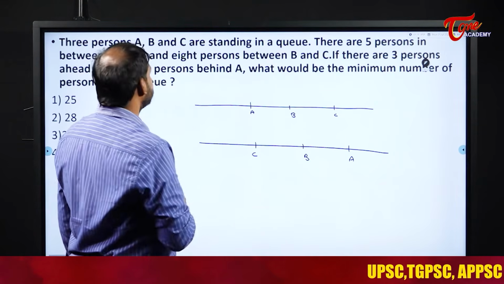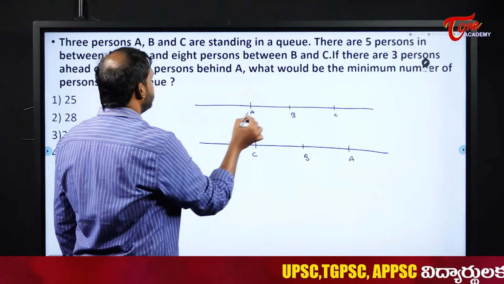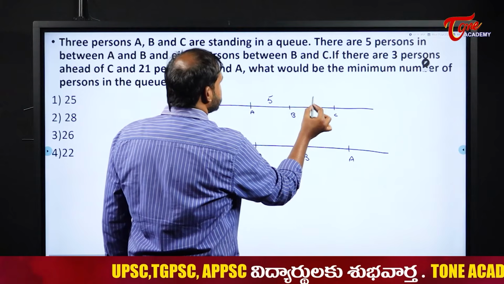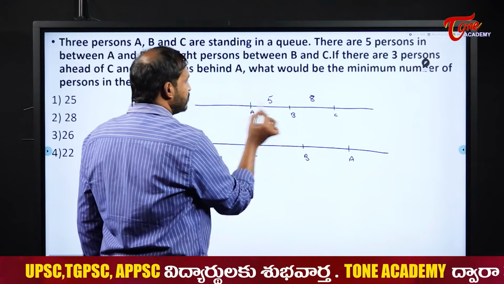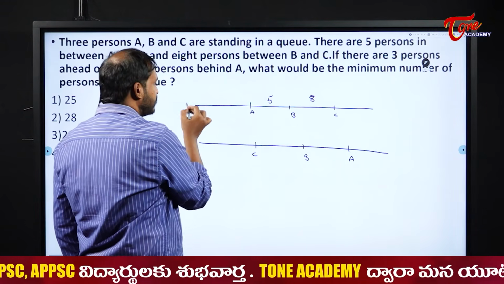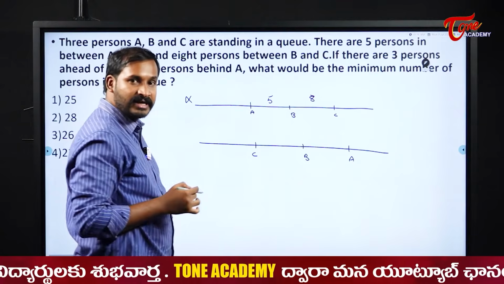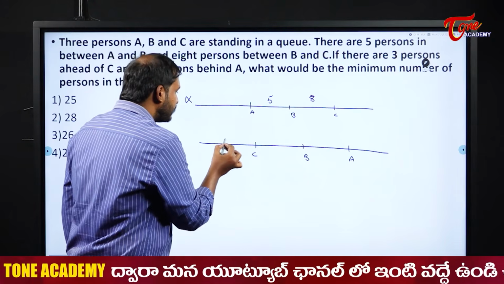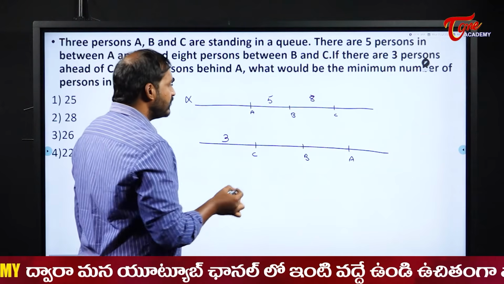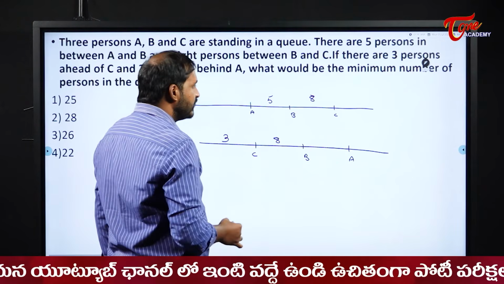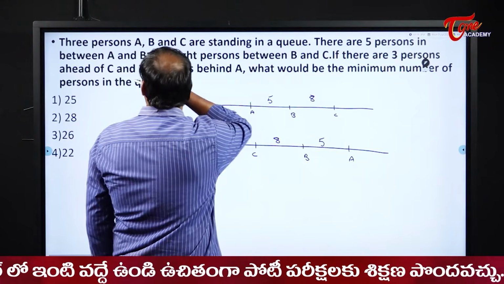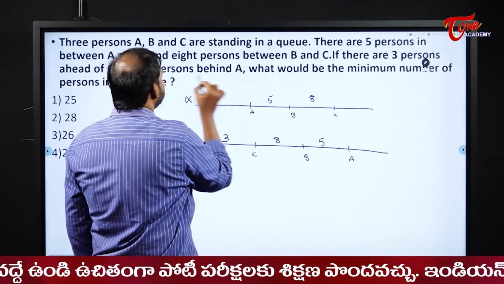Now if I take the first one, there are 5 persons between A and B, and 8 persons between B and C. If there are 3 persons ahead of C, but actually if I take this condition, what happens? Total how many are there? There are many in number, right? So I cannot take this one. So obviously the chance, if there are 3 persons ahead of C, and there are 8 persons between B and C, and there are 5 persons between A and B, and then next they said one more thing, 21 persons behind A.